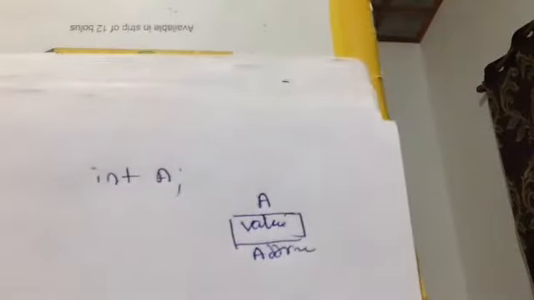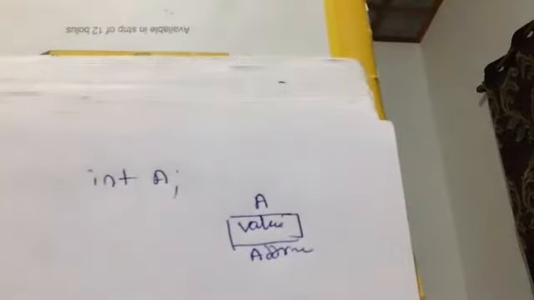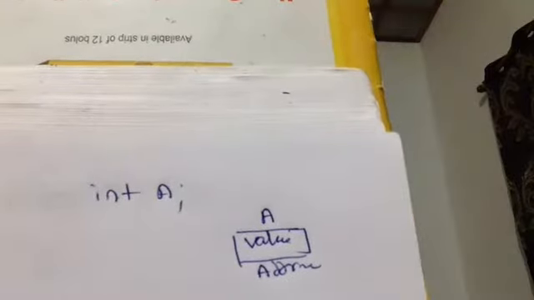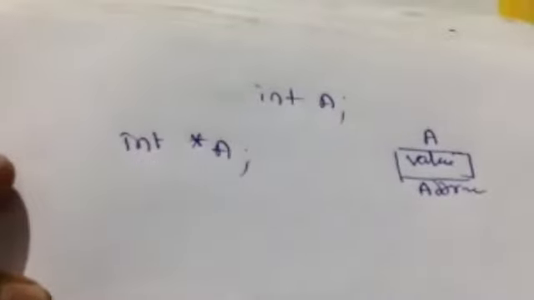Now, this is a simple variable. That's why I'm putting int A. If I say pointer, it is declared by int star A. This is declared by one asterisk symbol. So this star differentiates a simple variable from a pointer variable. If you go for int A, this is the scenario. But if you put int star A, the concept is different. Concept is different means it does not hold any value.